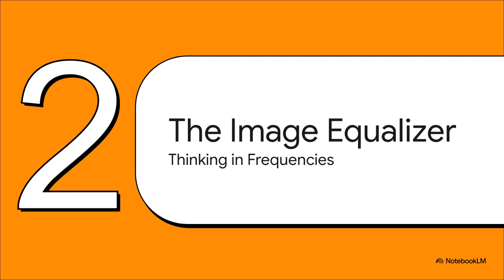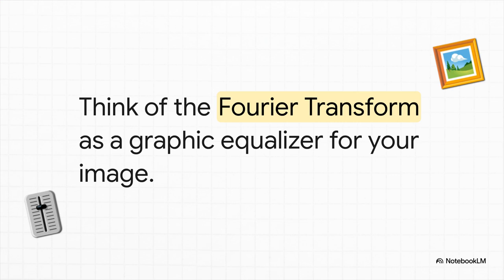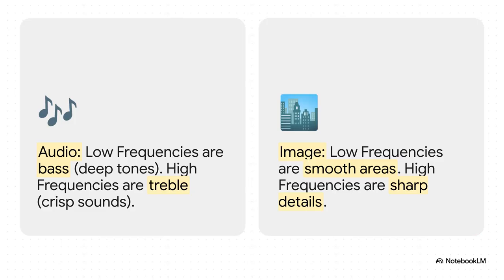All right, so once you get that idea, that pictures are basically a mix of low and high frequencies, you can start thinking about them in a completely new way. And it's a way that, well, it might feel surprisingly familiar. Here it is. This is the key to everything. The absolute best way to get this is to think of that frequency map as a graphic equalizer for your image. Yeah? Just like the one in your stereo. But instead of messing with audio, we're tweaking the picture itself. Let's really break that down.